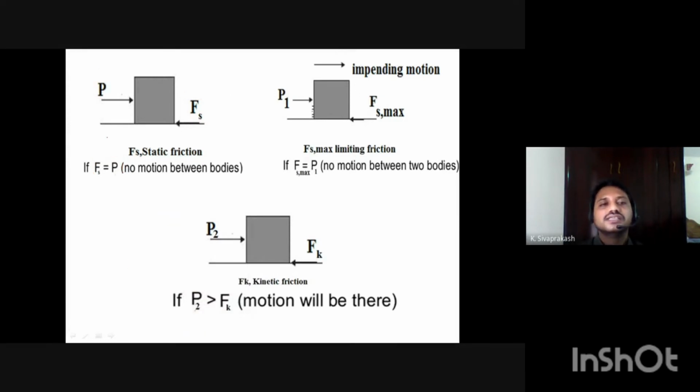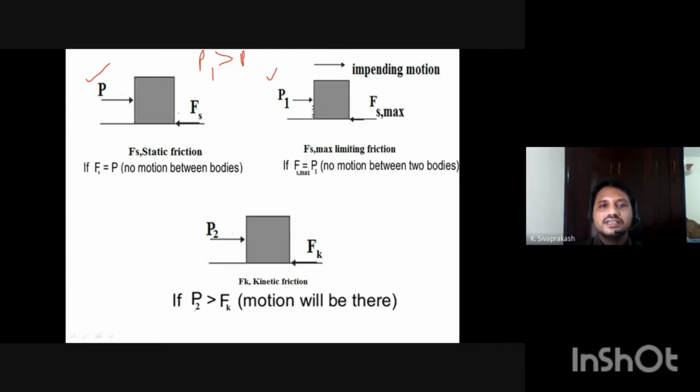In the first case, the applied force is P. Now in the second case, I am applying the force P1, which is greater than P. I am increasing the force further on the body, and at the same time, the friction force also increases further.